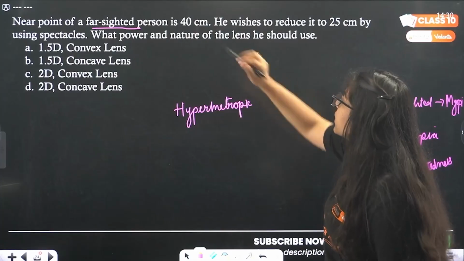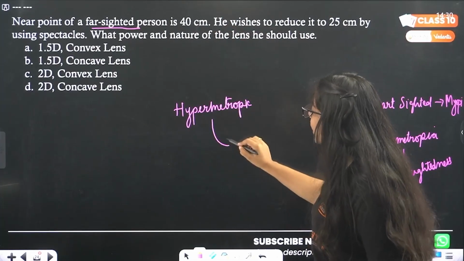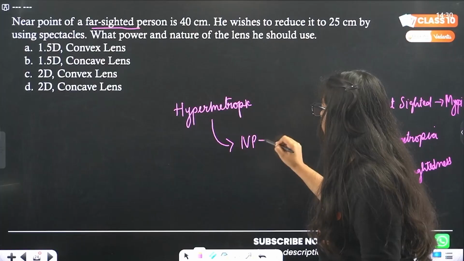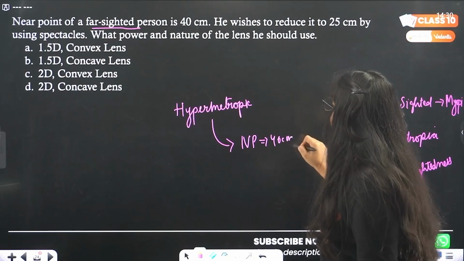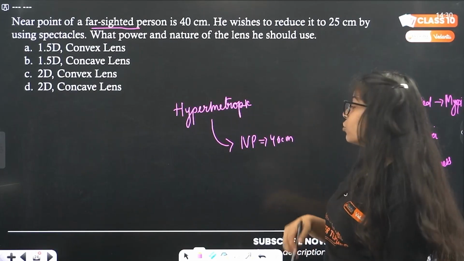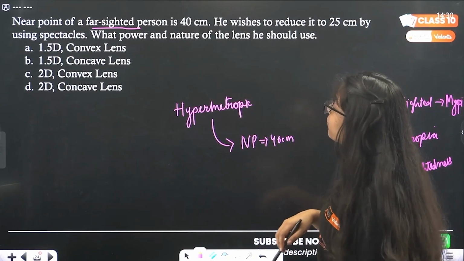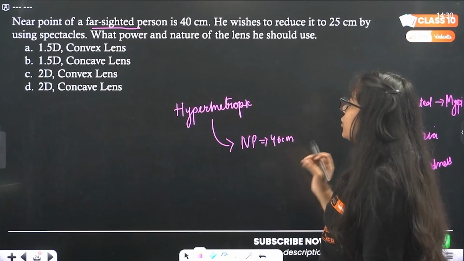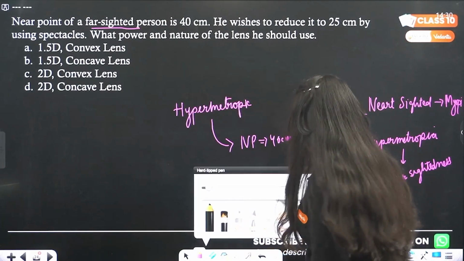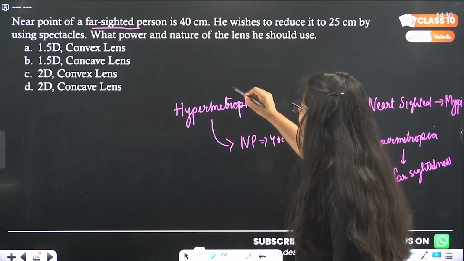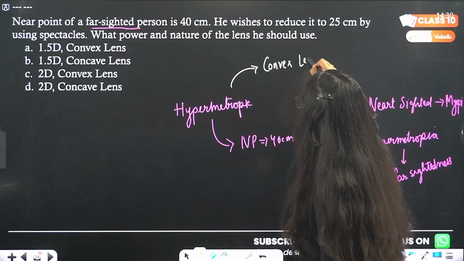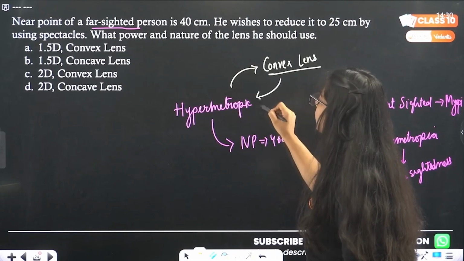The near point of the person is 40 centimeter. So the near point has gone from 25 centimeter to 40 centimeter. He wishes to reduce it to 25 centimeter, obviously, by using spectacles. What power and nature of the lens should he use? So ma'am, very first thing, hypermetropia, which lens we used to correct it? We used convex lens to correct hypermetropia.